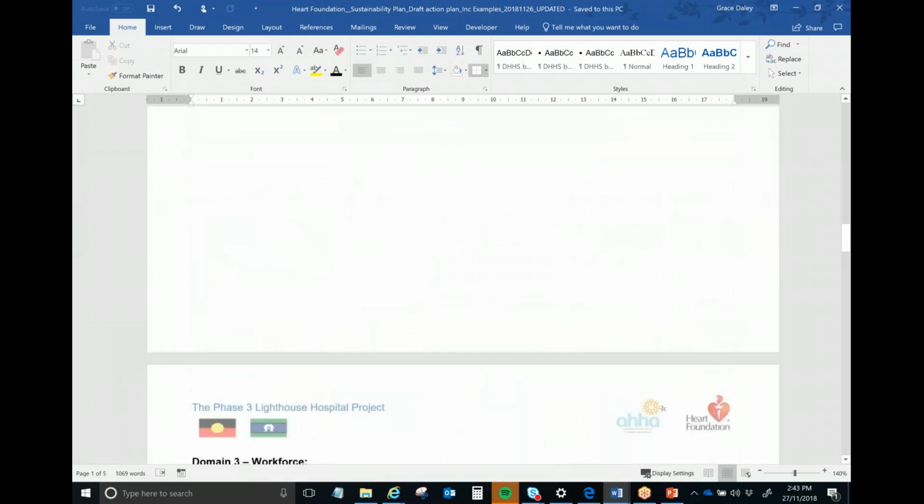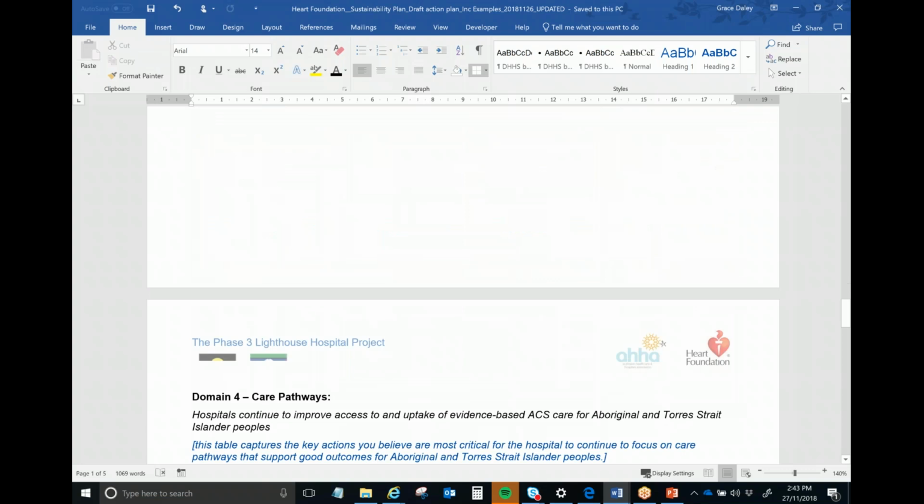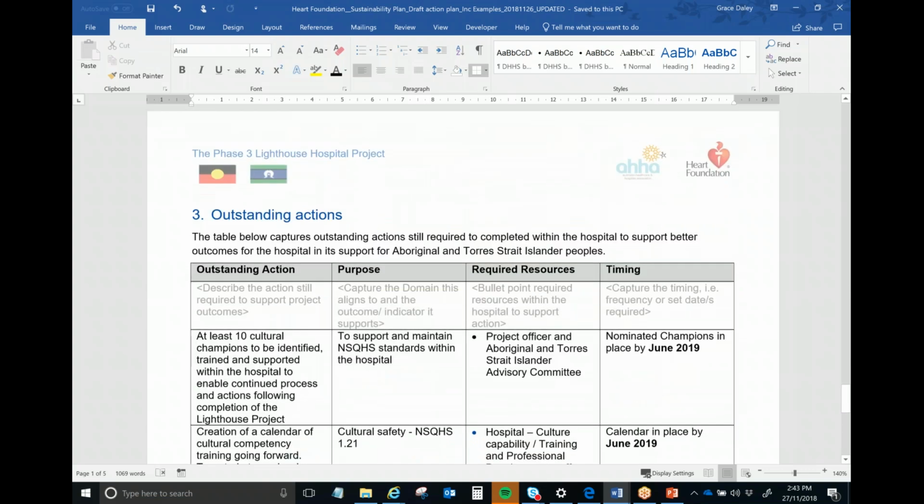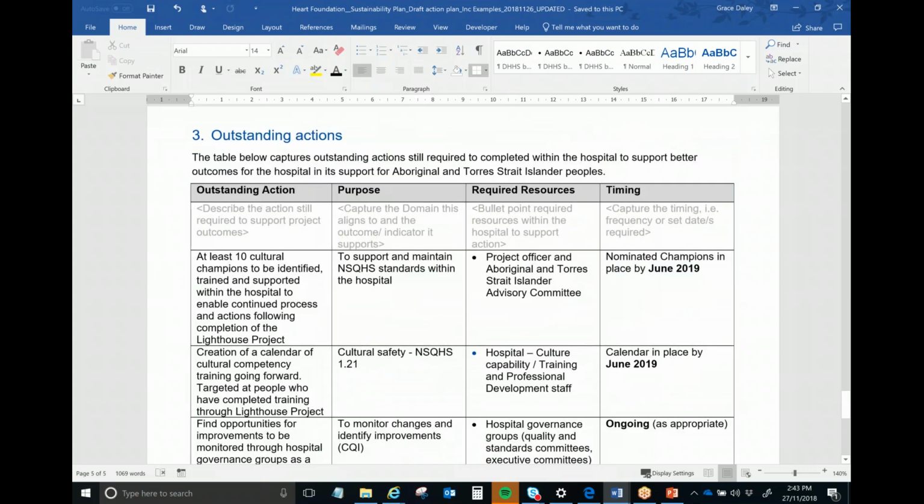And then lastly, section 3 is about outstanding actions. So those things that you seek to complete prior to the end of the funding period or that would require completion after the end of the funding period, but actually fully aligned to supporting and delivering against the standards that you've been operating to that whole period of time.